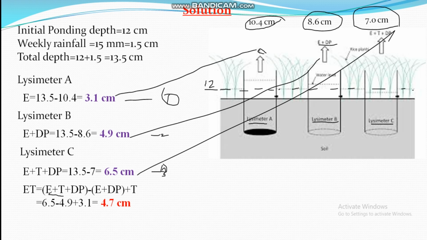Okay, this is the evapotranspiration, or you can say the measured evapotranspiration from lysimeters A, B and C. It's calculated on the basis of the experiment.